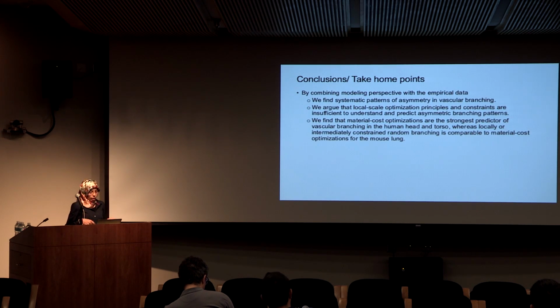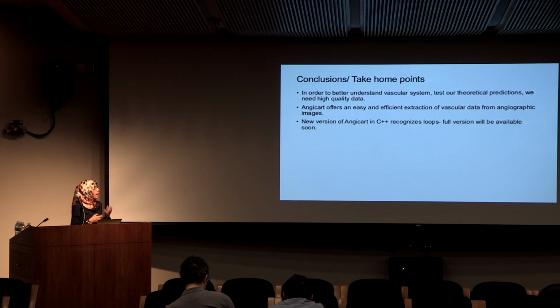This also leads us to ask more questions about the vascular system. What is the real reason behind this result? Is it the tissue type, head and torso versus the lung, or is it vessel size, because head and torso has larger vessels and mouse lung has smaller vessels, or is it human versus mouse? In order to answer these questions and better understand the vascular system, we really need high quality data.